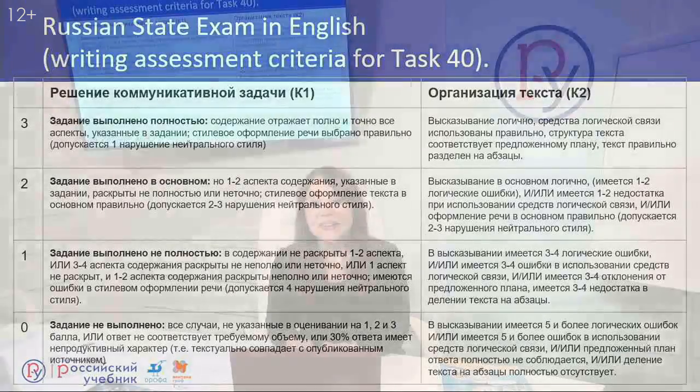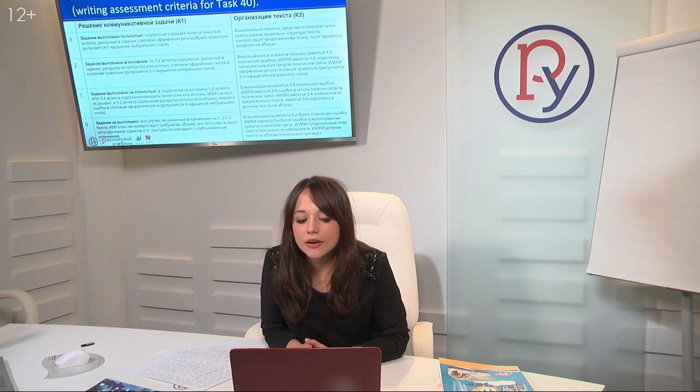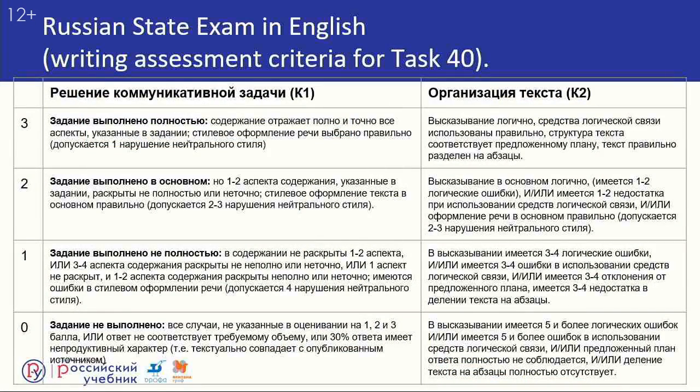All right. So for the first assessment criteria now, I will switch to Russian. Решение коммуникативной задачи. Первый и выделенный фрагмент дескриптора. Задание выполнено полностью, задание выполнено в основном, задание выполнено не полностью, задание не выполнено является, пожалуй, ключевым, и ключевые слова в данном случае выделены желтым, right? Полностью, в основном, не полностью, не выполнено.